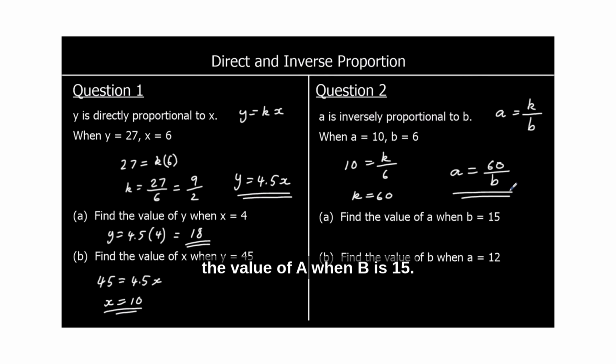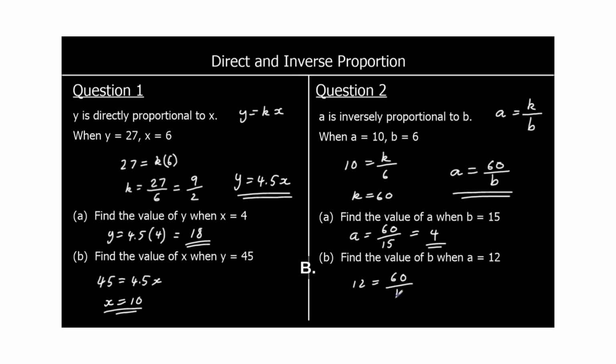Find the value of A when B is 15. So that'll be A equals 60 over 15, which is 4. Find the value of B when A is 12. So 12 equals 60 over B. Multiply both sides by B. So 12B is 60. And divide both sides by 12. So B will be 60 over 12, which is 5.